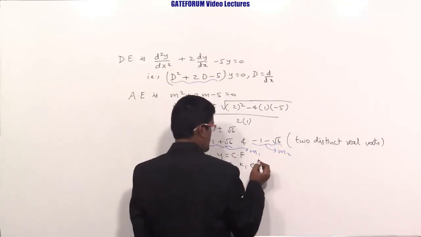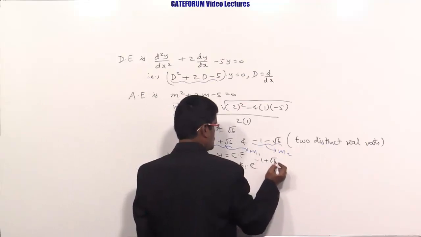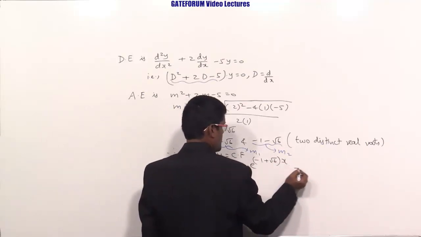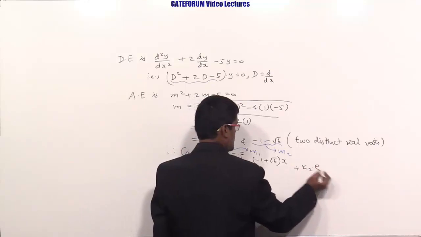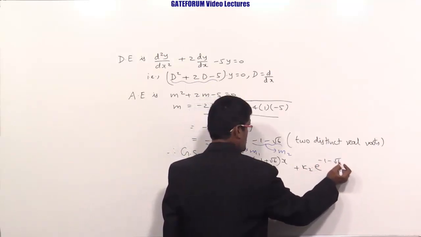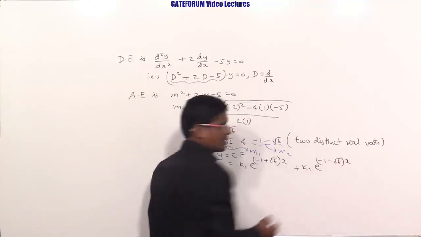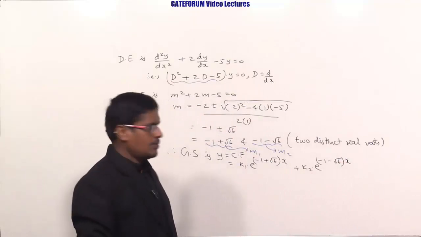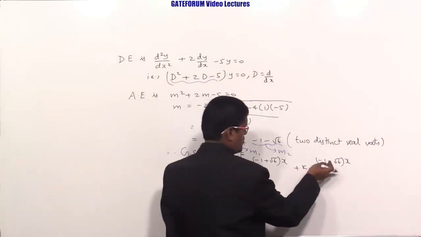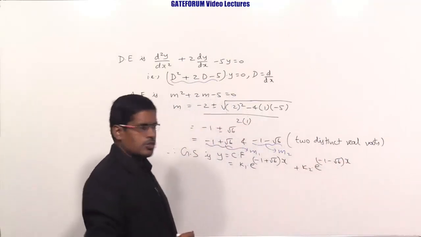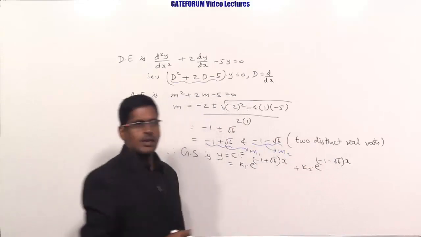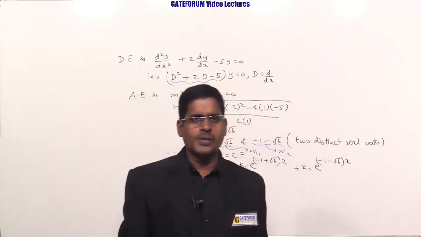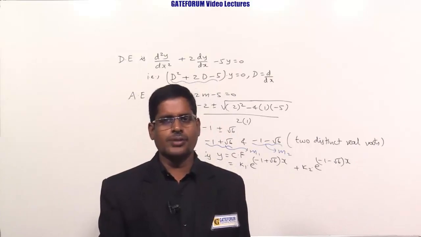So e to the power m1x, that is minus 1 plus root 6 into x, plus k2 into e to the power minus 1 minus root 6 into x. Okay, according to the options, you have to simplify here whether minus is kept outside or not. So this is the solution. Accordingly, the option is A. This is the end of the question.